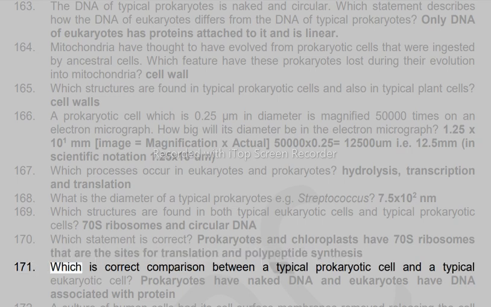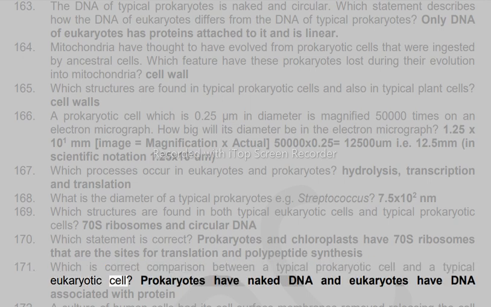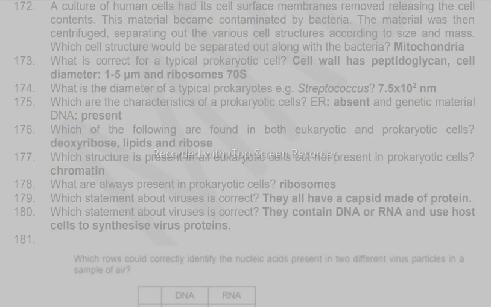171. Which is the correct comparison between a typical prokaryotic cell and a typical eukaryotic cell? Prokaryotes have naked DNA and eukaryotes have DNA associated with protein. 172. A culture of human cells had its cell surface membranes removed, releasing the cell contents. This material became contaminated by bacteria. The material was then centrifuged, separating out the various cell structures according to size and mass. Which cell structure would be separated out along with the bacteria? Mitochondria.